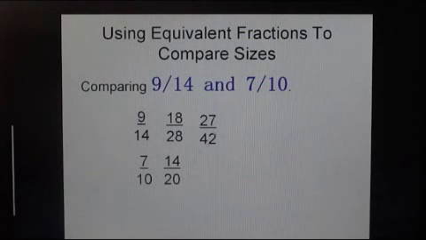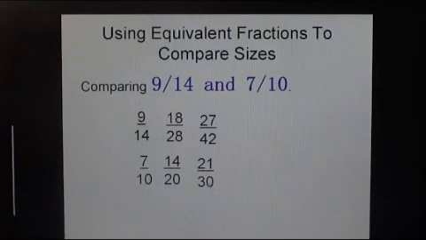Well, we're kind of behind here. We're going to have to catch up. So let's multiply both of these by 3. 3 times 7 is 21. 3 times 10 is 30. We still aren't matching any denominators. We're kind of close here, but close doesn't count. They have to be exactly the same, so that we're comparing the same size fractional pieces.